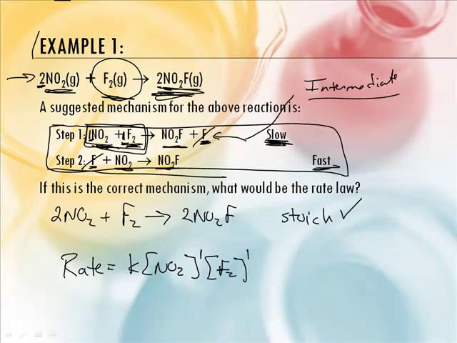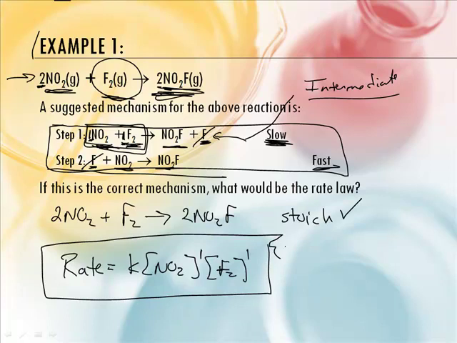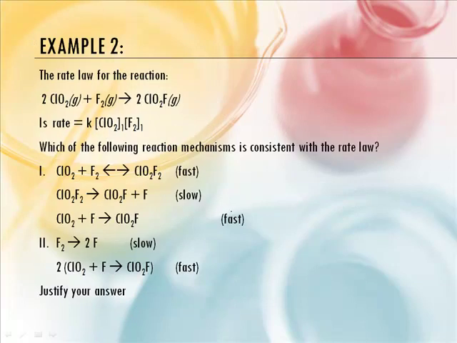Now, in order to determine if this is a plausible mechanism, we would have to experimentally determine what the rate law is and compare the rate law that we just wrote from our mechanism with the slow step to the experimentally determined one. And if they match, then it's okay. But we don't have that information here, so we can't say for sure if it's a valid mechanism. But that would be the rate law if this was the valid mechanism. And it's a reasonable one, too.